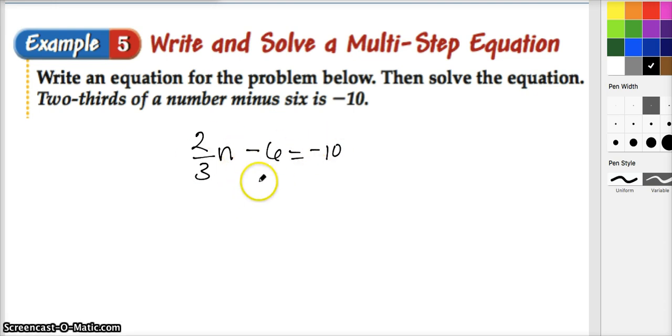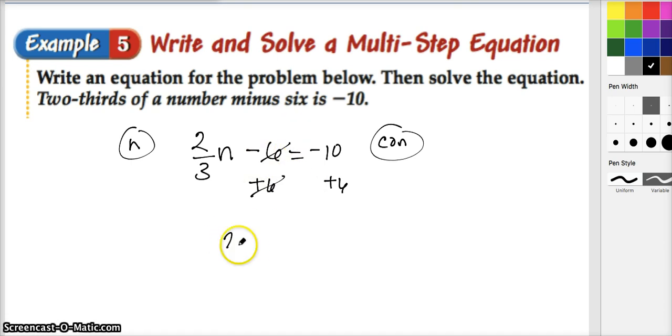And so we're going to do what we do. Let's get our n terms on one side and our constants on the other. Get rid of this 6 by doing the opposite. You're going to add the 6 to both sides. And then we get 2/3 n is equal to negative 4. How do I undo what's happening to n? N is being multiplied by a fraction 2/3. How do I undo what's happening to n? I multiply by the reciprocal, right? That's how you undo multiplication with a fraction.